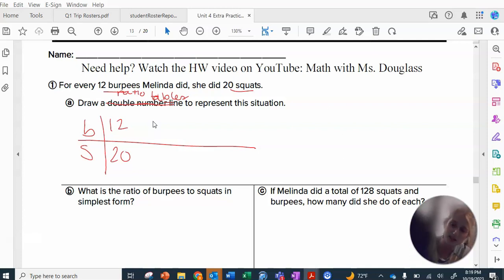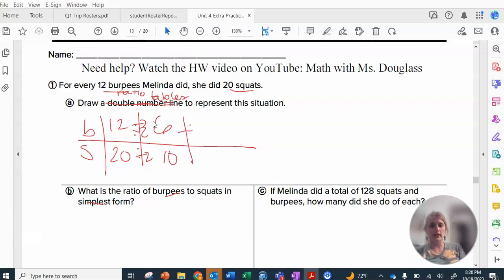We've got burpees and squats. And I want the ratio of burpees and squats in simplest form. So that means I need to simplify these. I can divide them by 2's. And that gives me 6/10. But that needs to be simplified again. So divide again by 2. And that gives me 3/5.